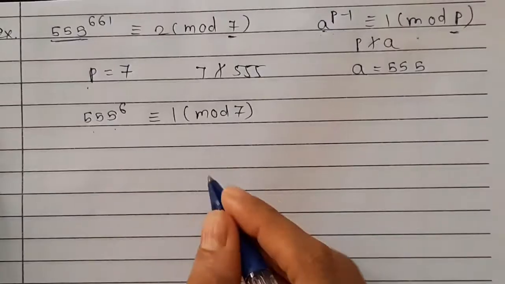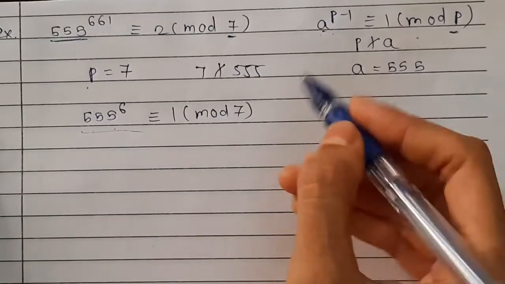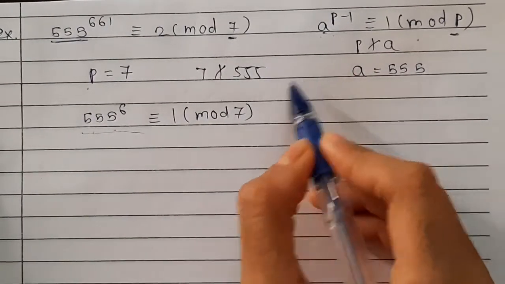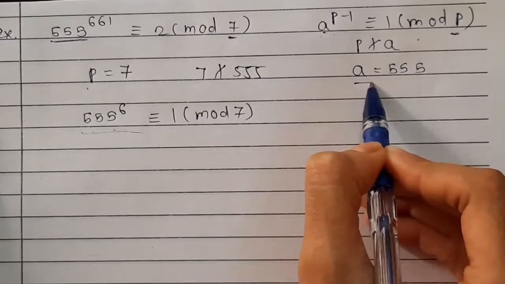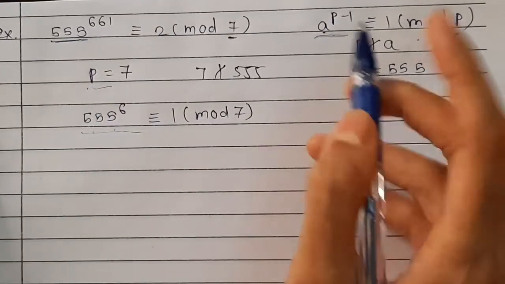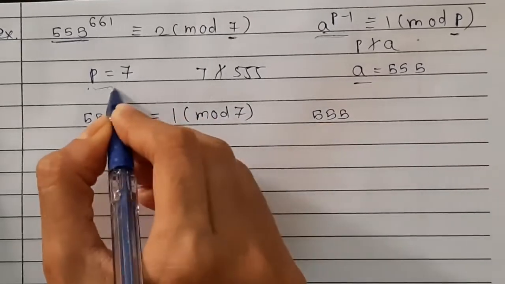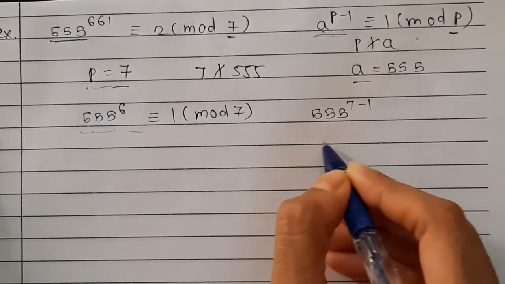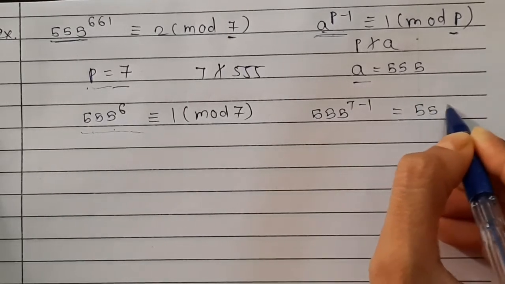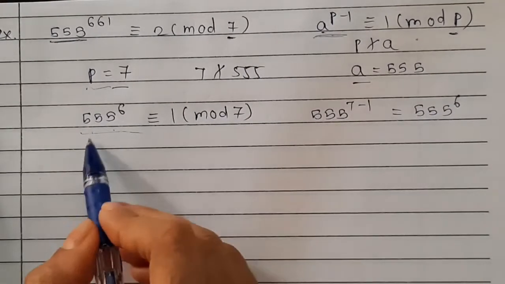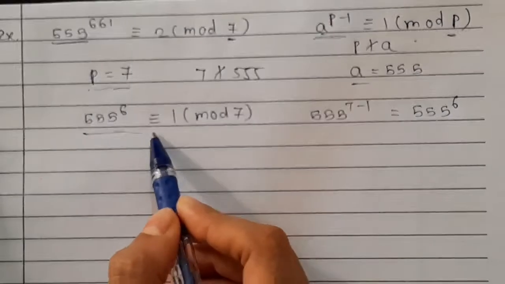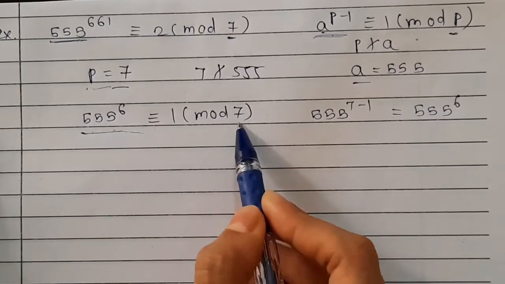How do we write this step? We substitute the values of a and p in this equation. So a is 555, p is 7, 7 minus 1 is 6. So we write 555 raised to 6. So 555 raised to 6 is congruent to 1 mod 7.